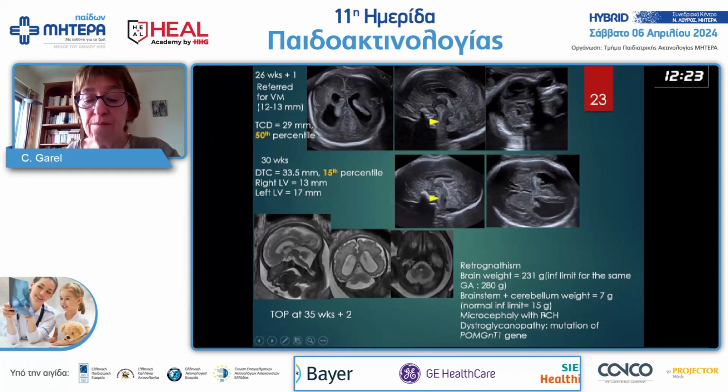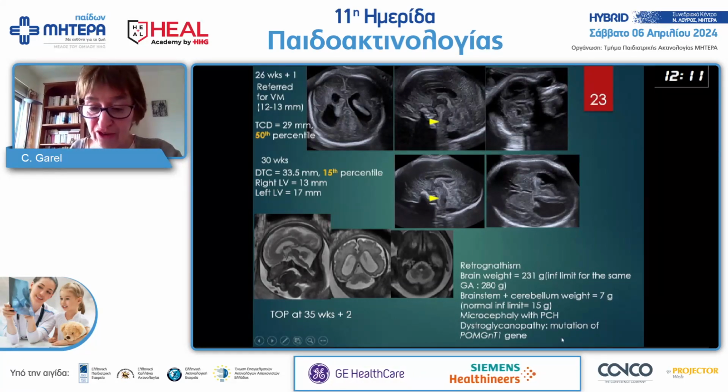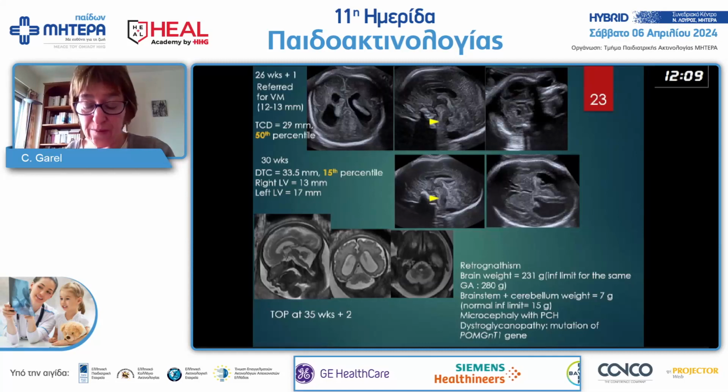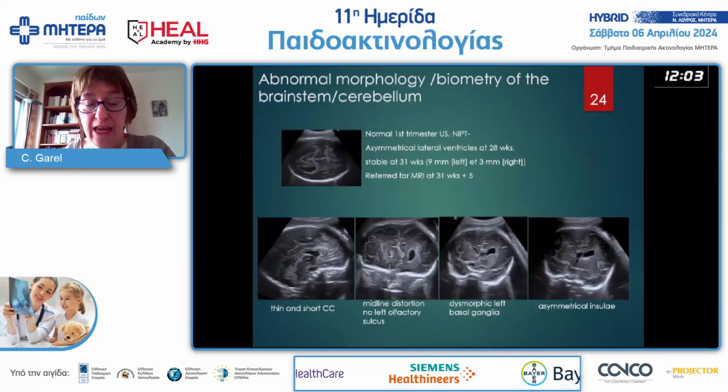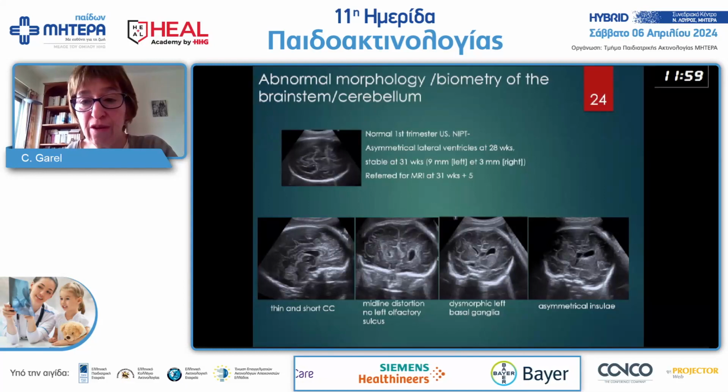There was a marked decrease in size of the brain weight and also the brainstem and cerebellar weight, a microcephaly, and it was related to a mutation of the POMGNT1 gene in the setting of the dystroglycanopathy. Here is another example of abnormal morphology and biometry of the brainstem and cerebellum.